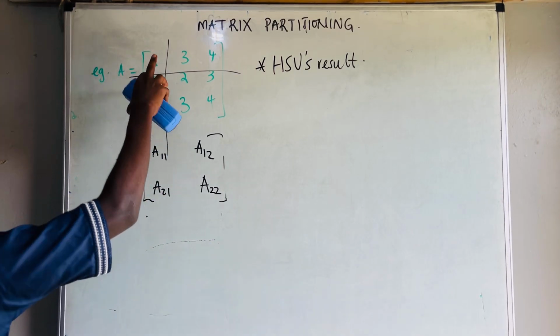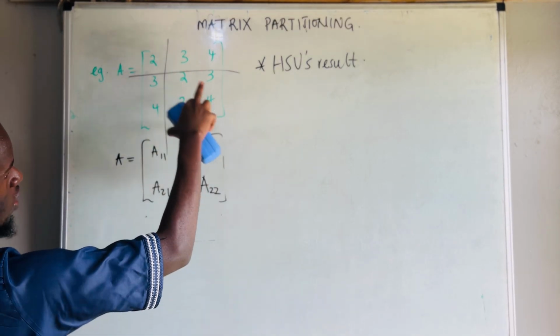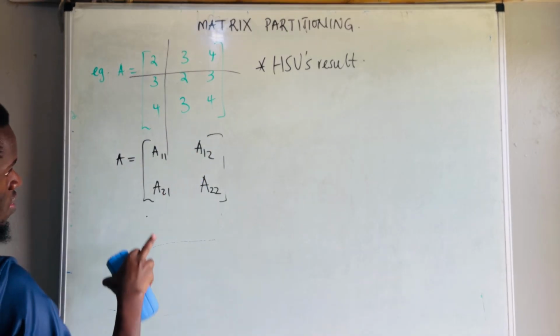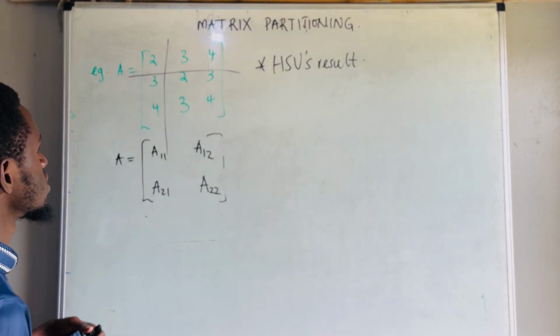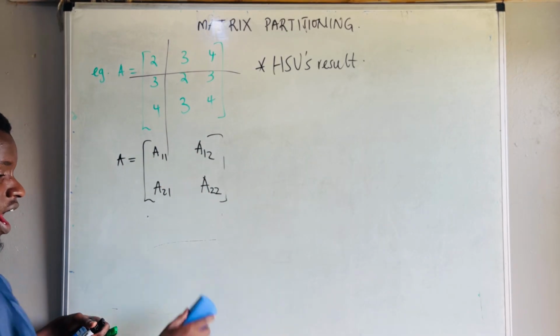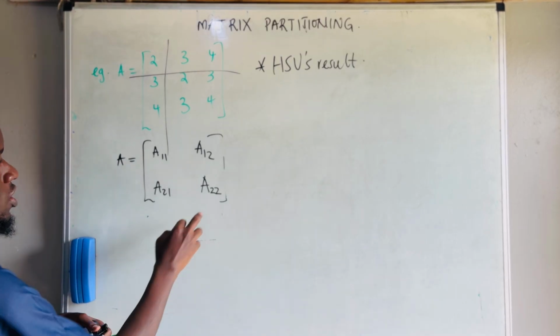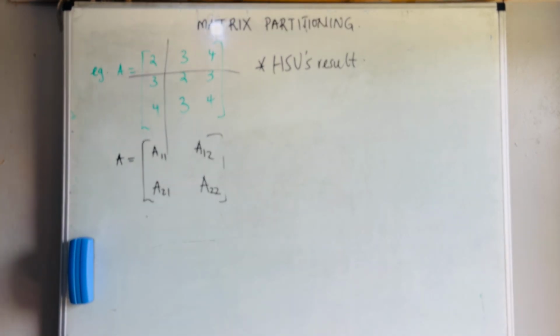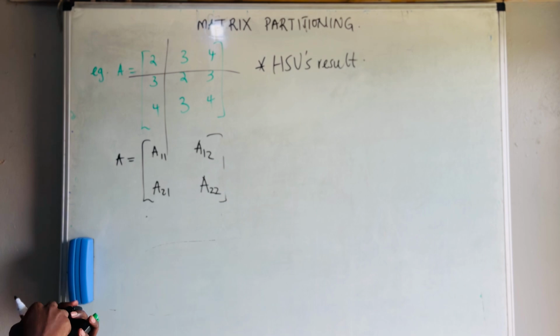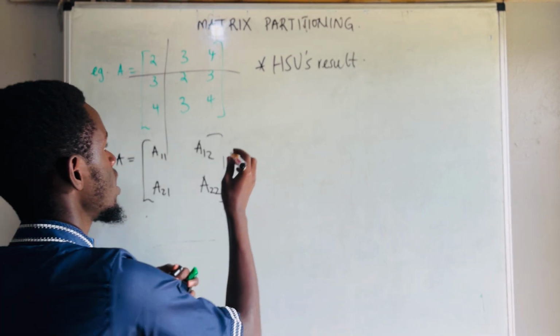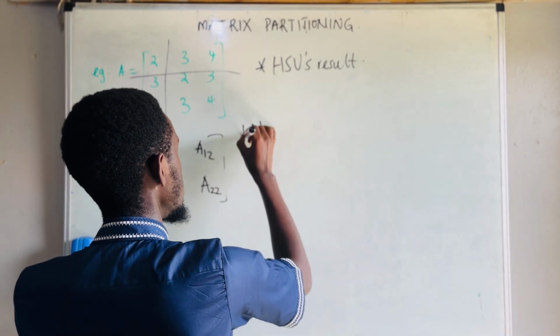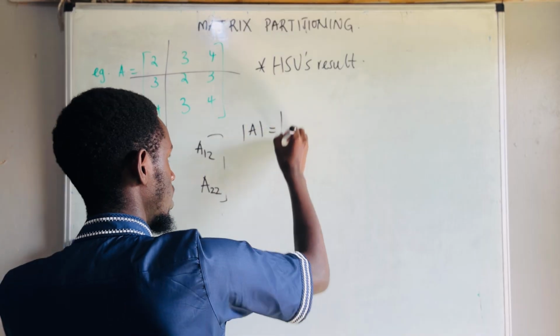Like in this example of ours, here I have a 1 by 1 and here I have a 2 by 2. That's my A11 and A22, which are square matrices. Therefore, after partitioning a matrix into this, we can always find the determinant of matrix A using this formula.